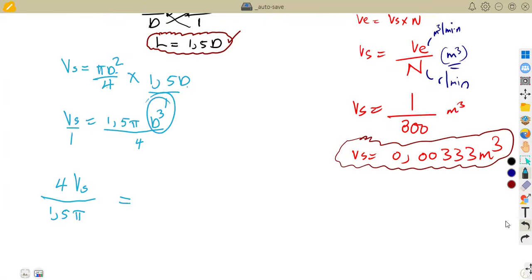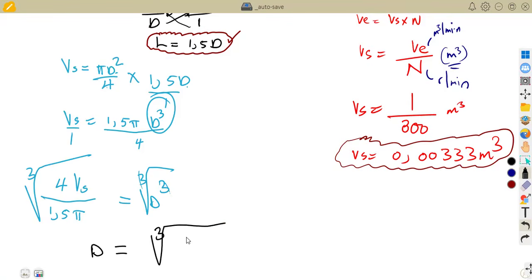D to the exponent of 3. So to find D, I have to take the cube root of both sides, so that this can cancel and I have the diameter. So the diameter in meters is going to be the cube root of 4 times the swept volume over 1,5 times pi. Because the swept volume is in cubic meters, I can calculate the diameter in meters.